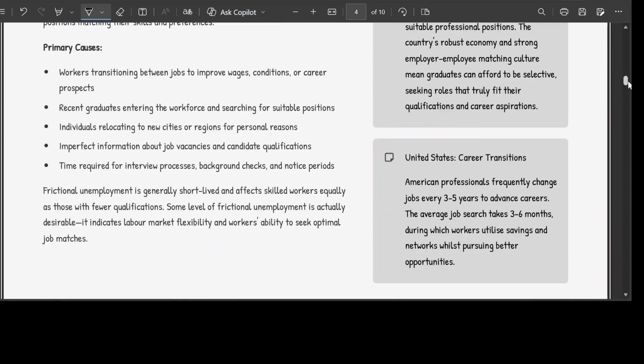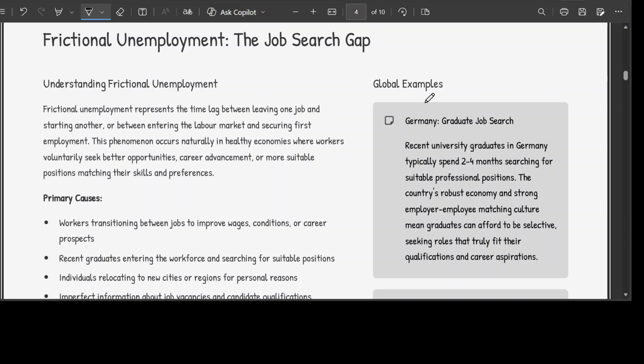Let's quickly move to the first type of unemployment, that is frictional unemployment, which is commonly called the job search gap. A very fine example of the job search gap is a situation where people are changing their jobs, and in that moment of time, while waiting and giving time to accept offers from different companies, that time period causes a type of unemployment which is called frictional in nature.